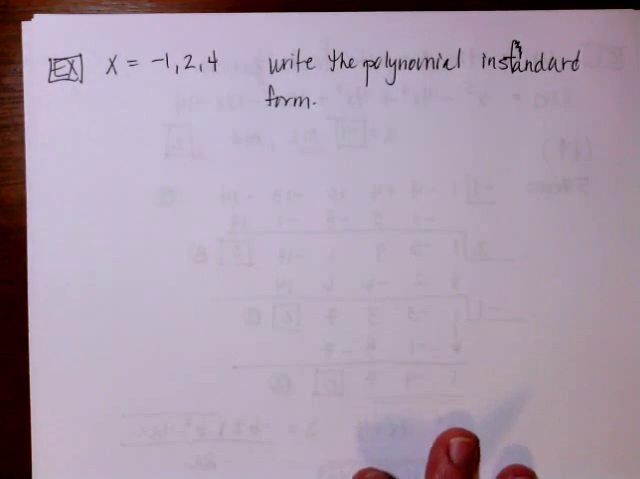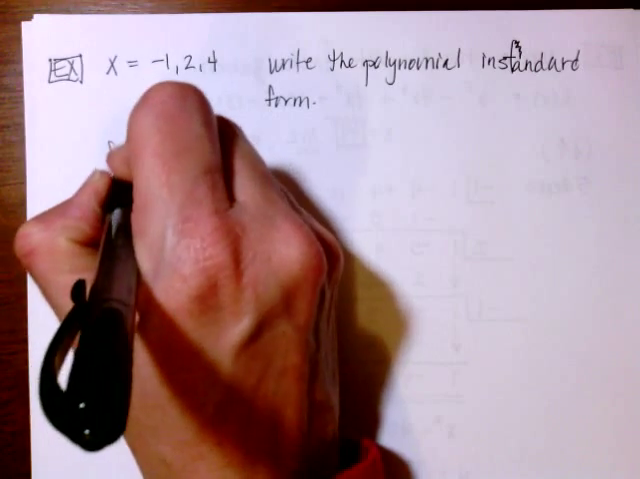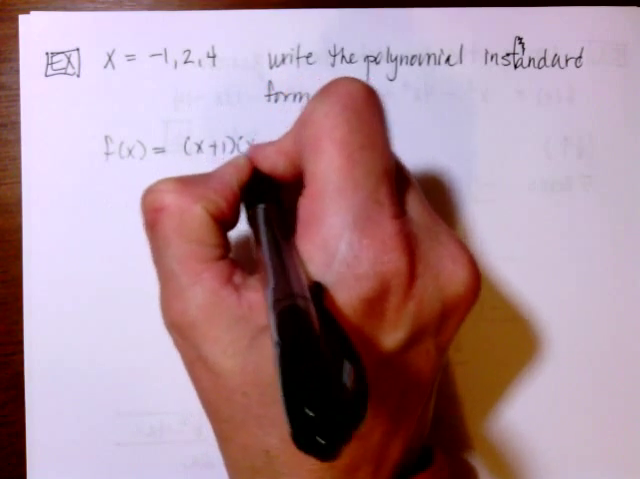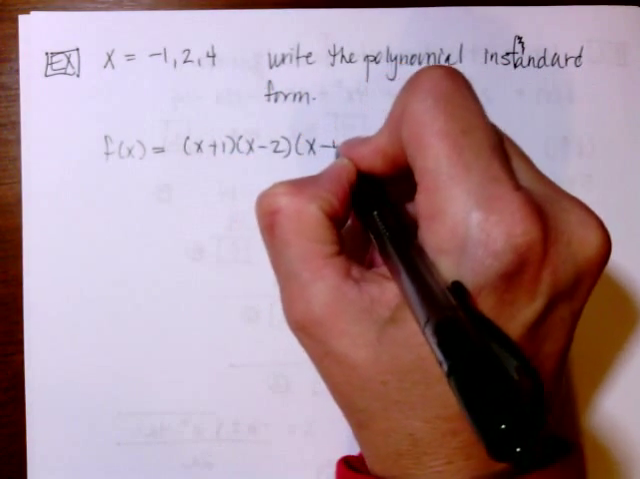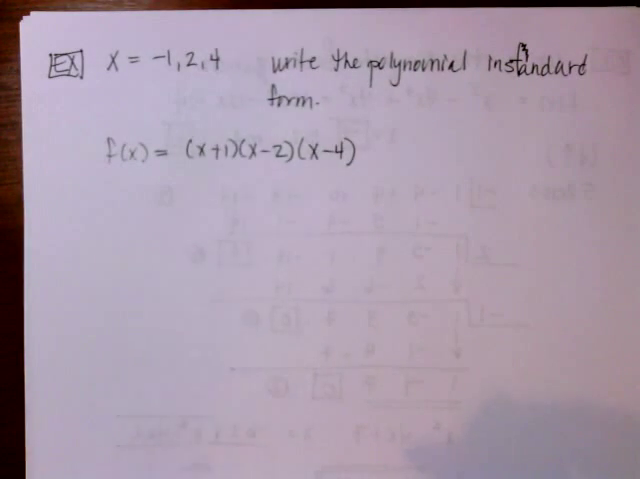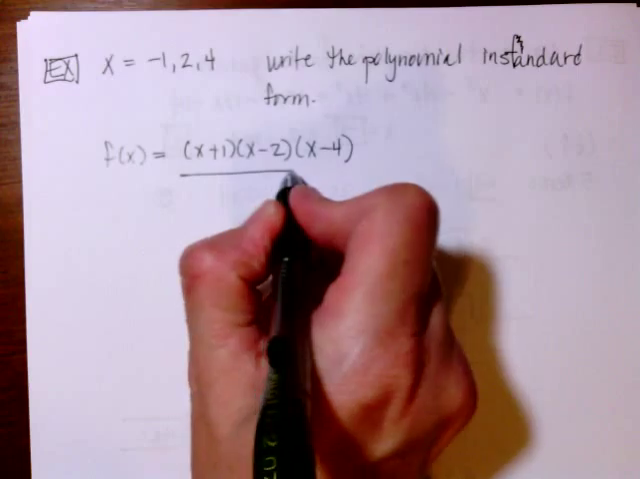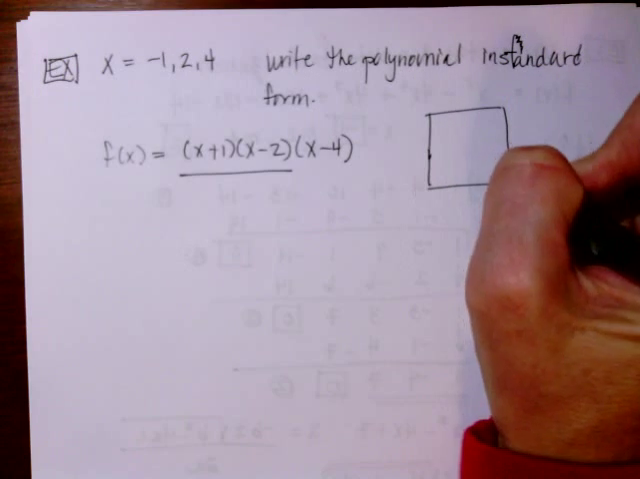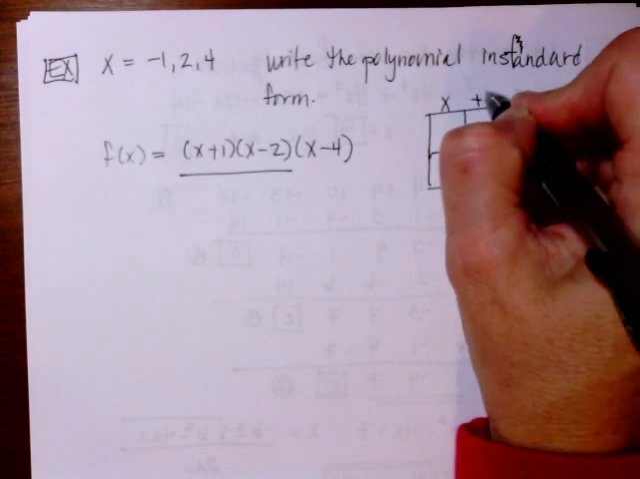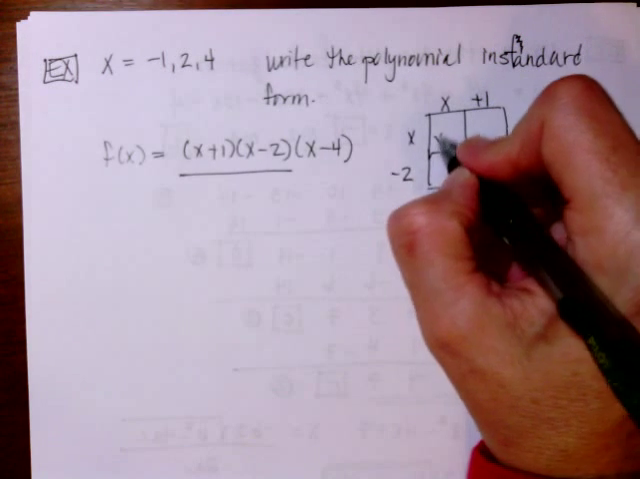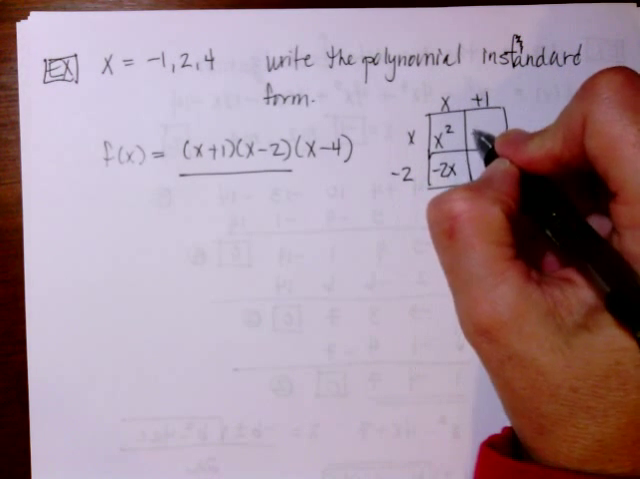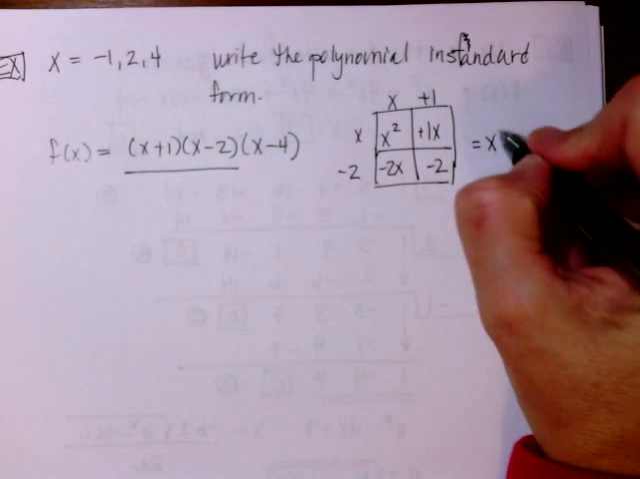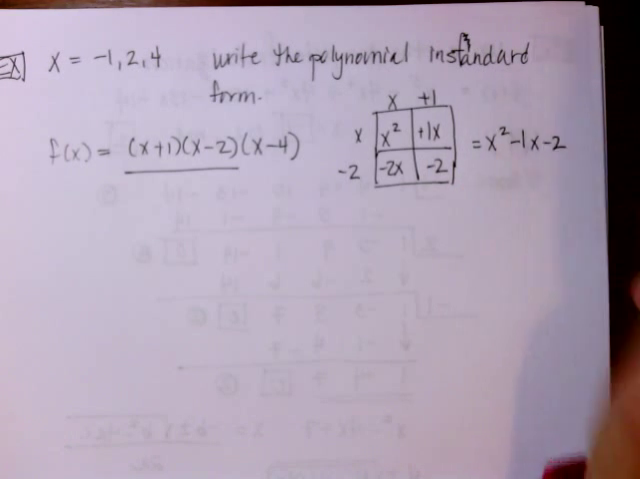Just like we did earlier when we were doing quadratics, I'm going to start by writing this in factored form. So I'm going to write it as x plus 1, and then x minus 2, and then x minus 4. We've actually done this process before, so I'm going to expand. You can do a box, and I'll do the first box over here on the right. If this is x, and this is plus 1, and x minus 2, I get x squared minus 2x plus 1x minus 2. That simplifies to x squared minus 1x minus 2.